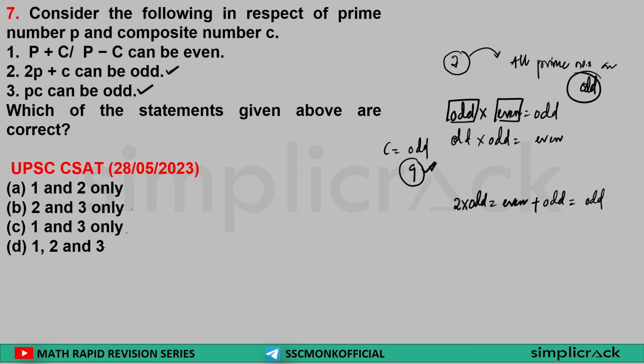Now it is saying p plus c divided by p minus c can be even. I think this should be p plus c or p minus c can be even. P plus c can be even, because if two odd numbers are added, it will get us even. P minus c can be even, because if I take out two odd numbers, I will get an even number. So all three options are true.